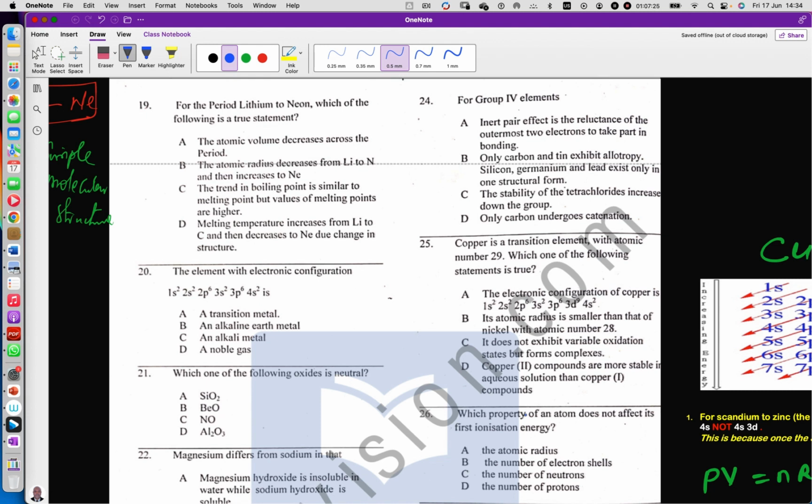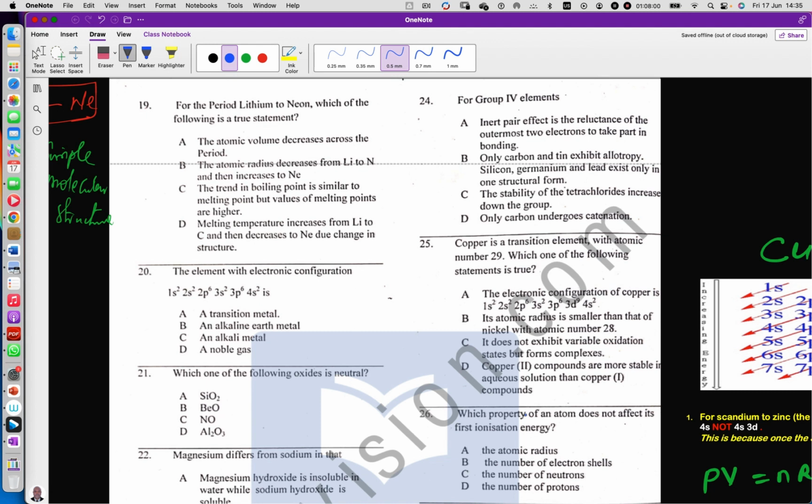C. The trend in boiling point is similar to melting point, but values of melting point are higher. And that one is not good. D. The melting temperature increases from lithium to carbon, and then decreases to neon due to change in structure.